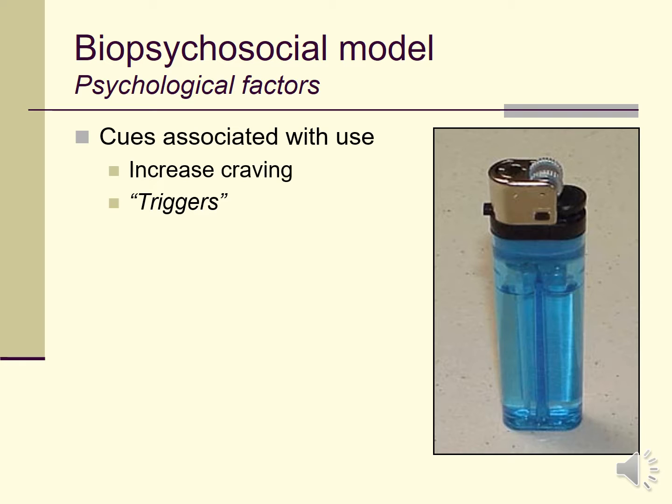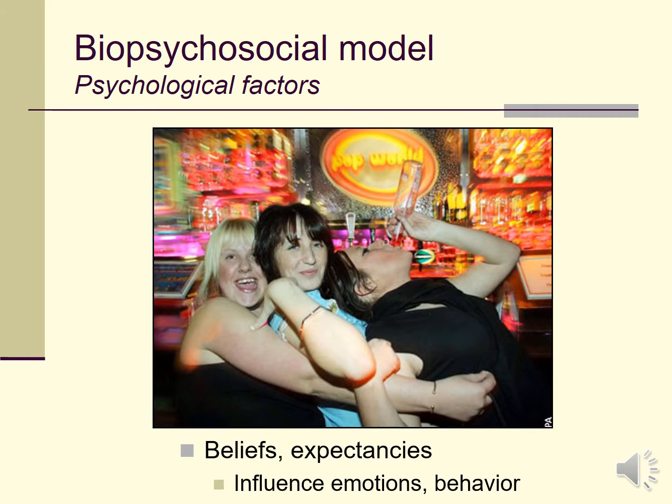And there are countless other examples we could make about different drugs for this type of effect. So one psychological factor is cued associations that accompany use. Another psychological factor that I've talked a little bit about is all the different beliefs and expectations that we hold consciously about how drug use will change our emotions and our behavior.